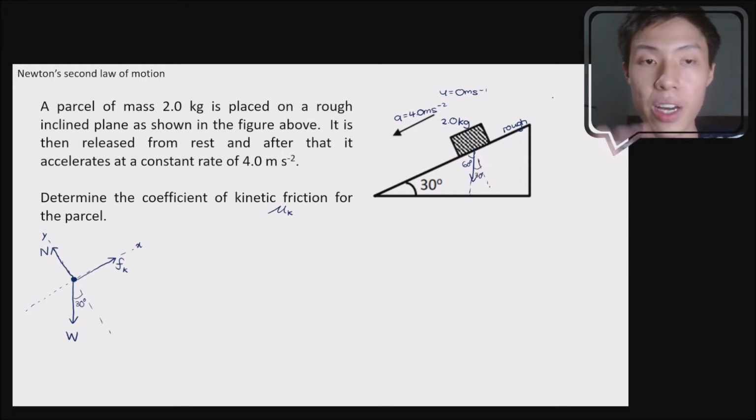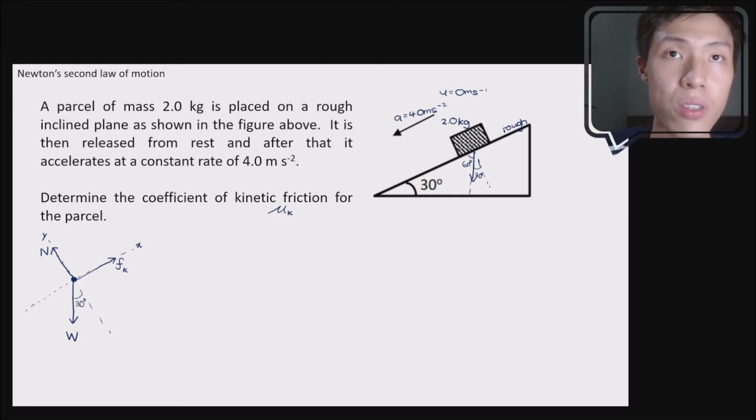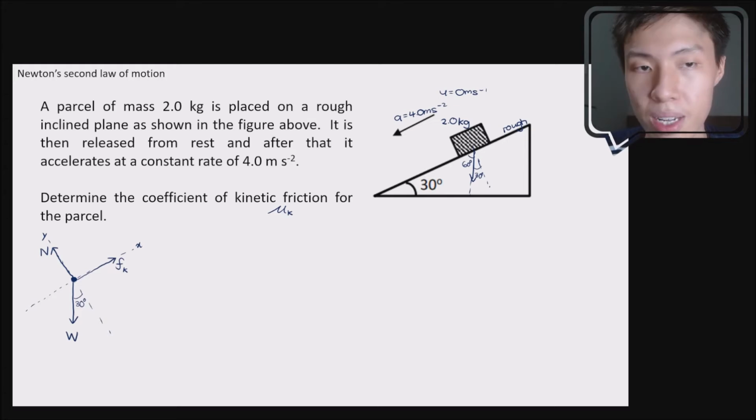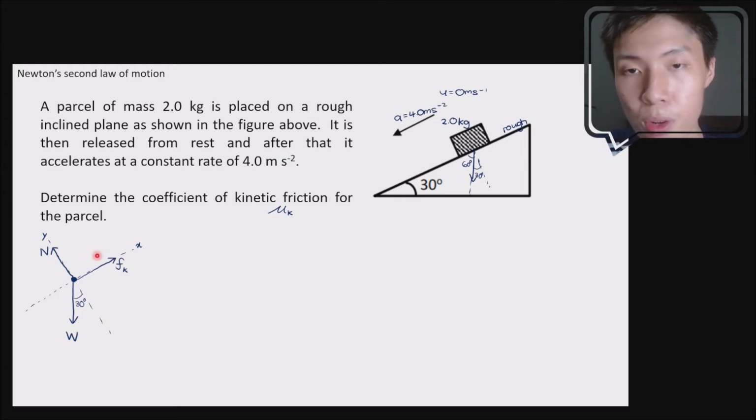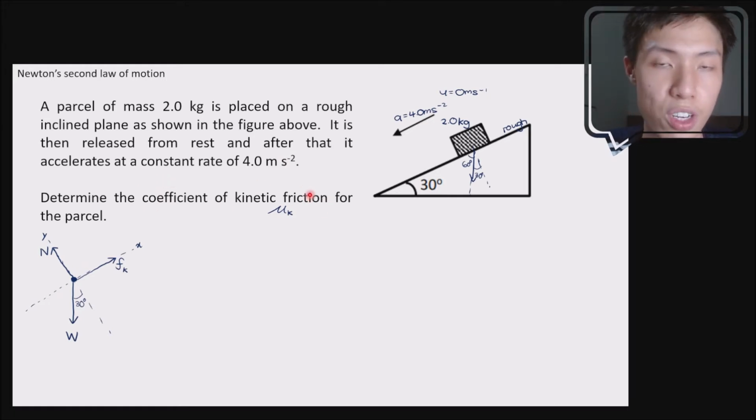Okay, if you're not sure how you get this 30°, watch the previous example in Newton's first law. I think there they explain it. Okay, so we are done with our free body diagram. Now our task will be to determine the coefficient of kinetic friction.